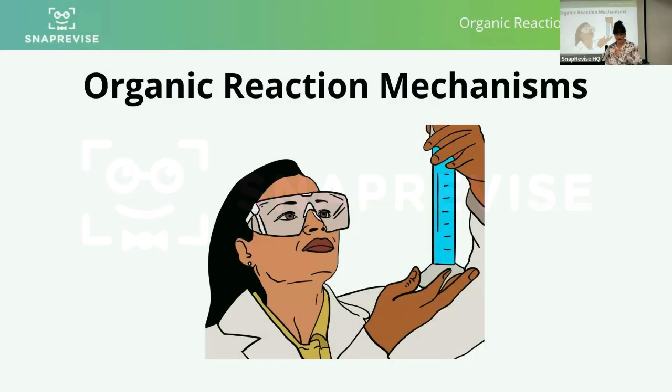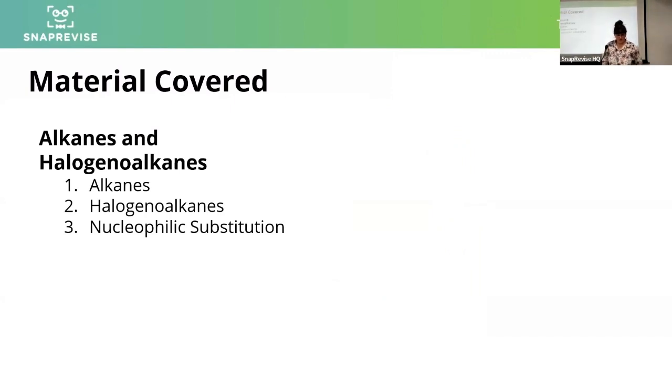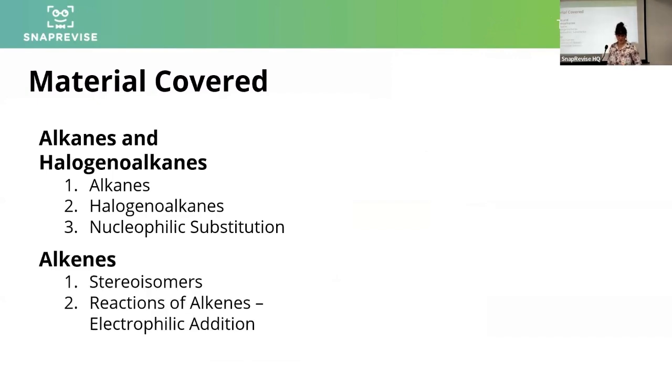Have a look at organic reaction mechanisms. So what we're going to cover, we're going to look a bit more specifically at alkanes and halogenoalkanes. I'll try not to be lazy and call them haloalkanes, but apologies if I do. So alkanes and halogenoalkanes and nucleophilic substitution. And then we'll look briefly at alkenes, specifically stereoisomerism, and then reactions of alkenes, specifically electrophilic addition.